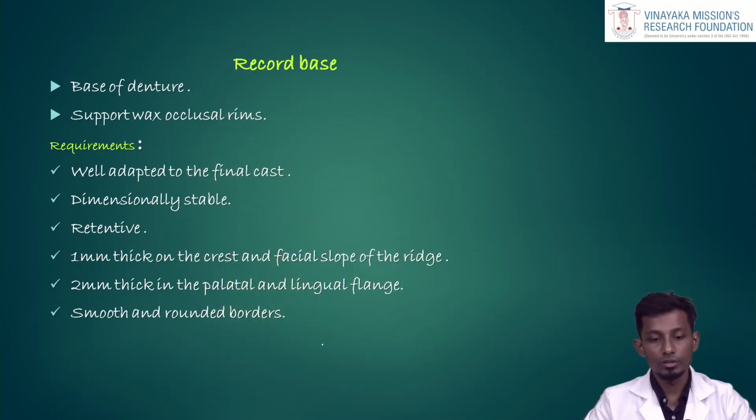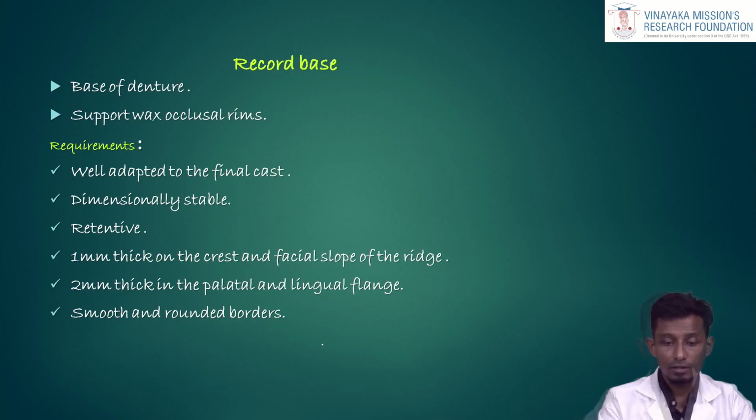Coming to the record base, the base of the denture, basically, it helps in maintaining the dimensional stability of the denture and also the cast. It has to be 1 mm thick on the crest and the facial slope of the ridge, 2 mm thickness in the palatal and lingual flange, and have smooth and round borders.